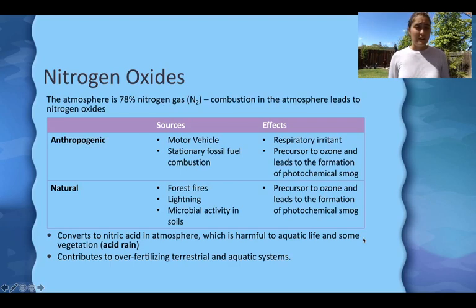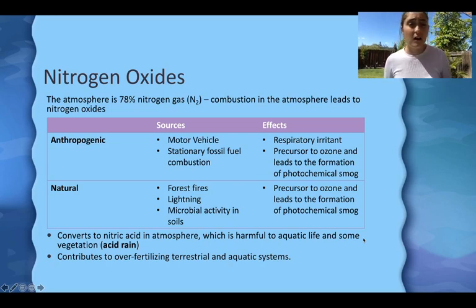So what does this look like? Approximately 78% of our atmosphere is N2 gas. It's nitrogen. And combustion within the atmosphere is actually what converts this N2 into nitrogen oxides. There can be anthropogenic or natural nitrogen oxides. Most anthropogenic causes are from cars, vehicles or transportation that's burning fossil fuels. The natural causes we've kind of already discussed in the previous one, but forest fires are a big emitter of nitrogen oxides, and lightning actually as well.